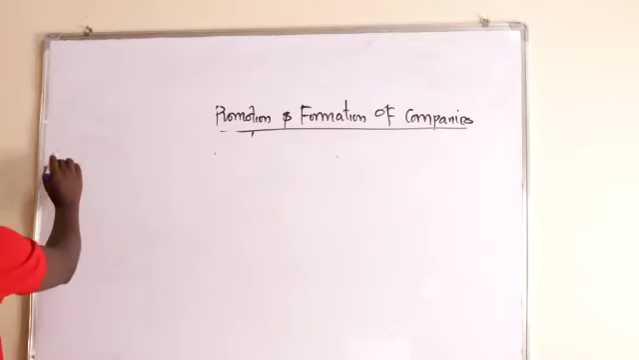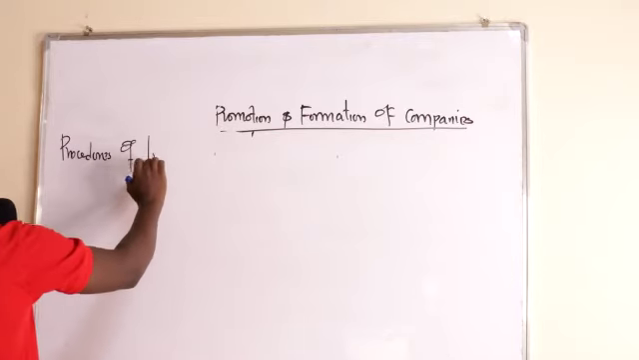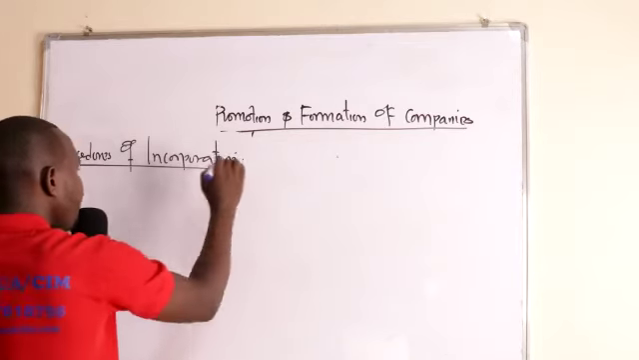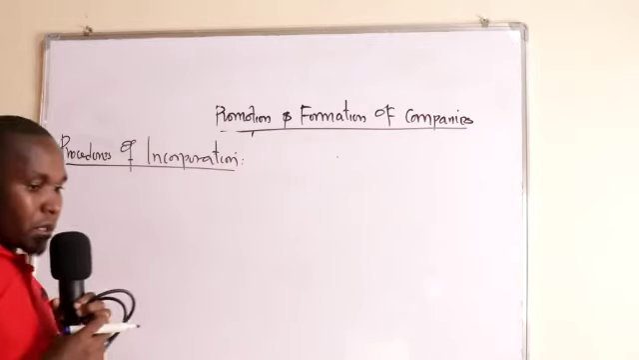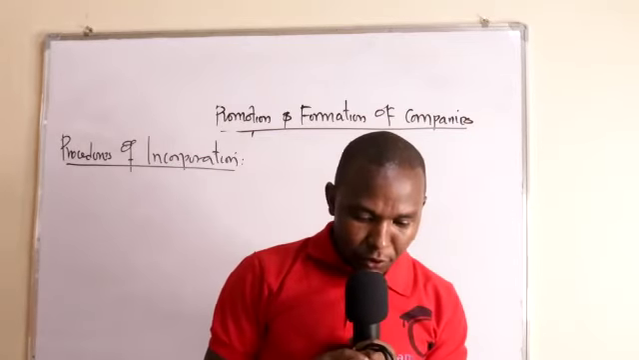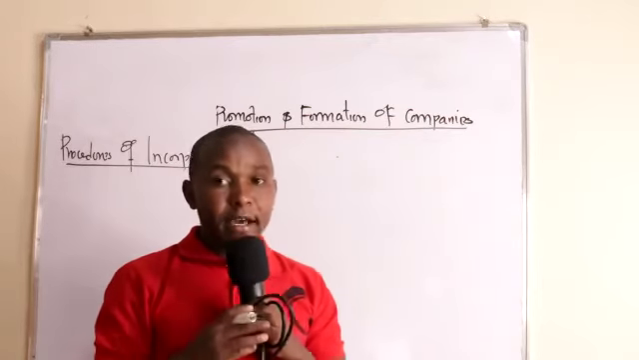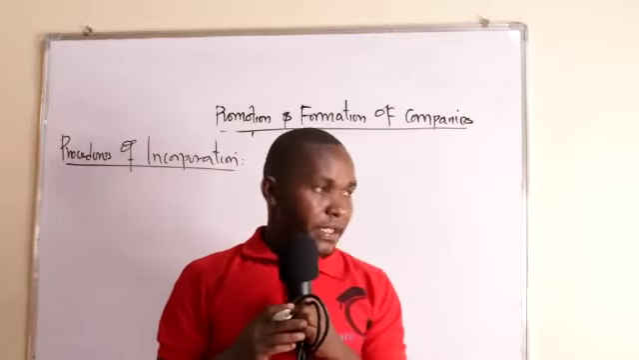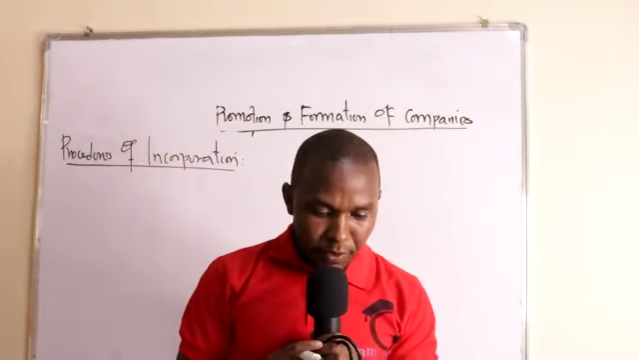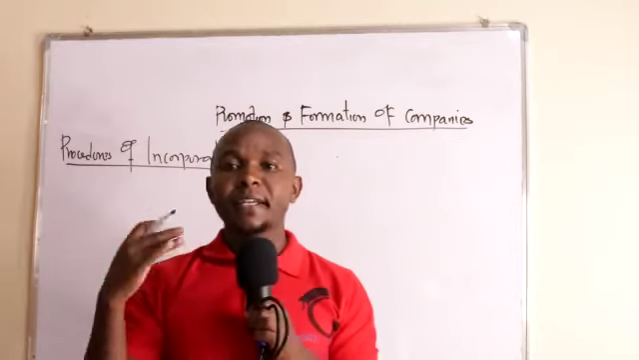So we have procedures of what? Incorporation. Procedures of incorporation. So the first procedure is that the promoter may engage in a promotional process, which must include whether they are forming a public limited company or a private limited company. Or also, they have to check whether they are forming a company limited by shares or a company limited by guarantee.